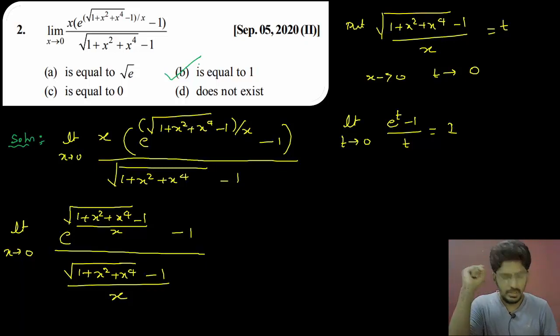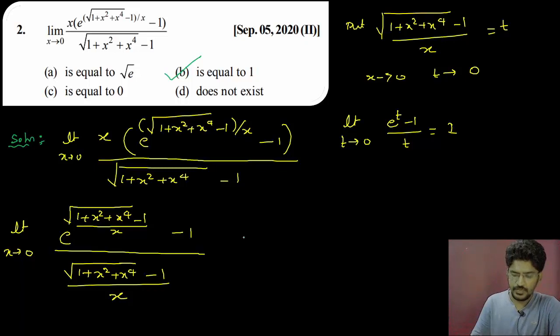Clear? Here you must be very careful regarding the substitution of root of 1 plus x square plus x to the power of 4 minus 1, divided by x, equal to t. I will replace that term as t, as x tending to 0, t will also tend to 0. Therefore limit t tending to 0 of e to the power of t minus 1 divided by t will be equal to 1. So our answer is 1, that is option B. Clear? The second problem is over.